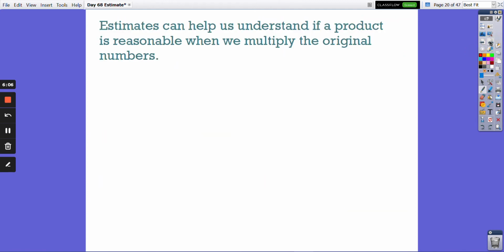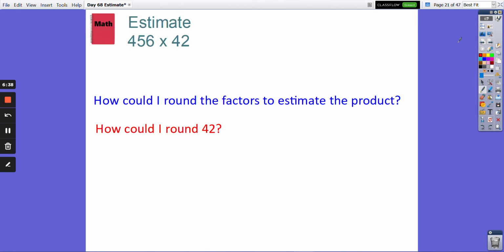Estimates can help people understand if our product, if our answers are reasonable. Do they make any sense mathematically? So when I look at a math problem and I solve it, normally we estimate. You can estimate before or after, but sometimes you estimate after just to check if your answer makes sense. But when I solve it and I'm way off base, do I have several digits off? Then I might need to go back and double check my answer, right?